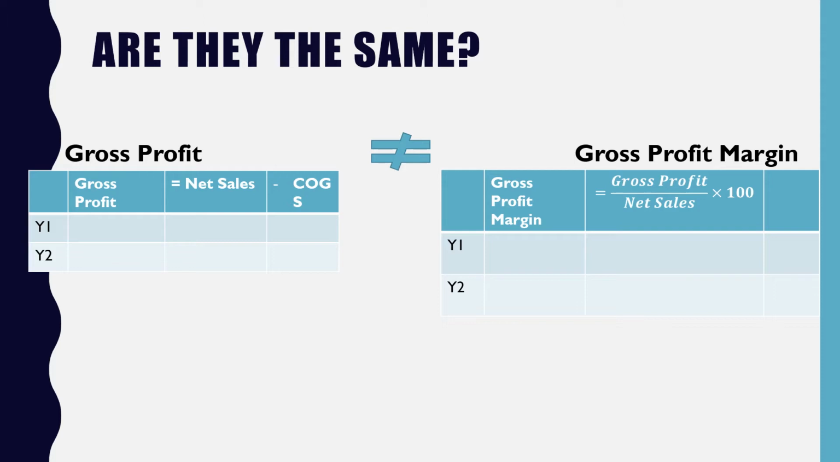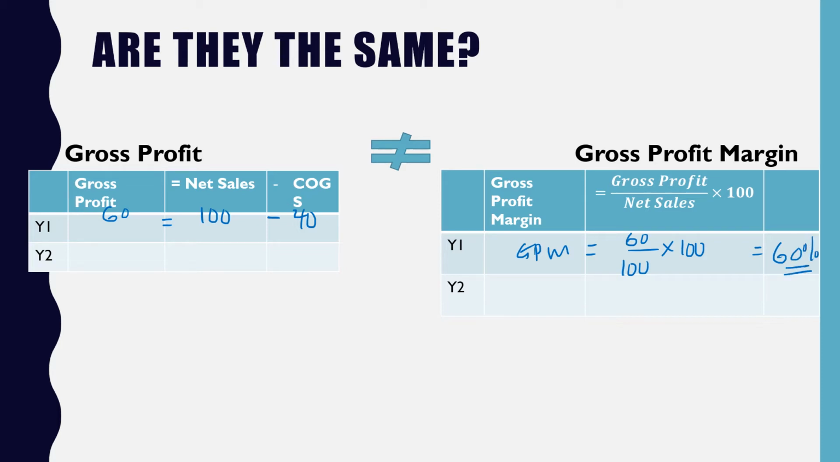Firstly, let us assume that in year 1, the business has generated net sales of $100. The cost of goods sold was $40. Therefore, the business made a gross profit of $60. If we project that into the gross profit margin calculation, we can see that the gross profit of $60 over the net sales of $100 times 100 will give us a gross profit margin of 60%.